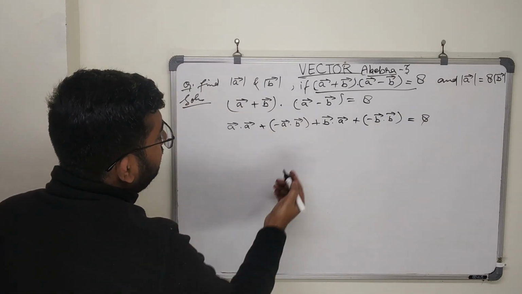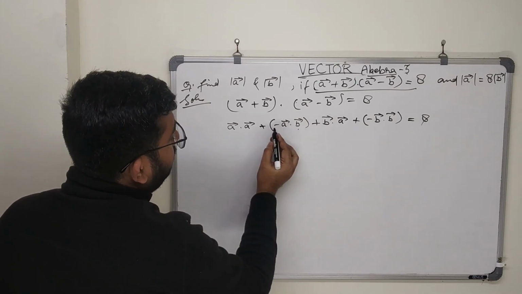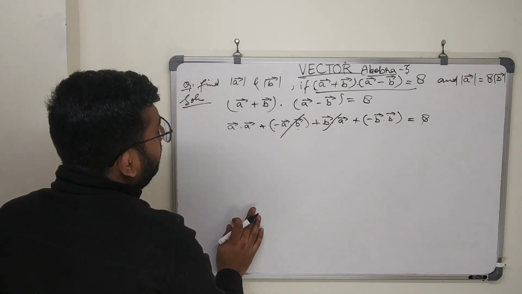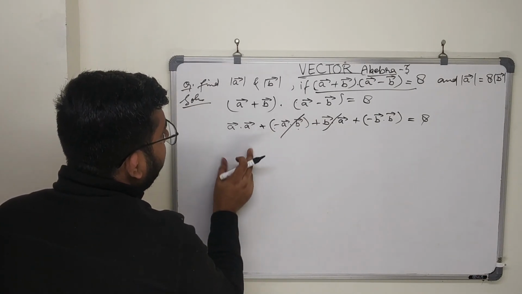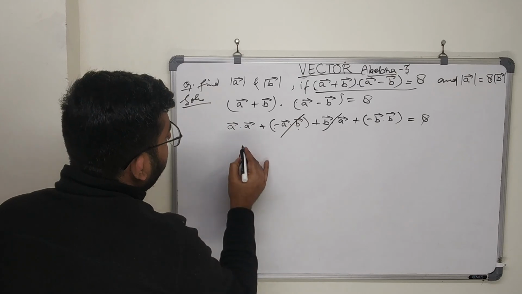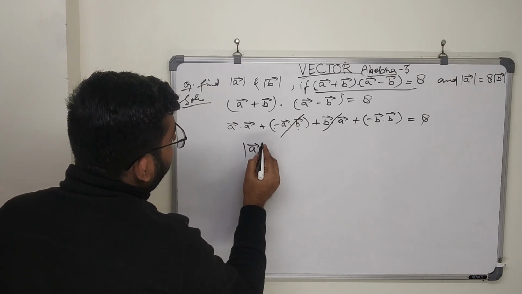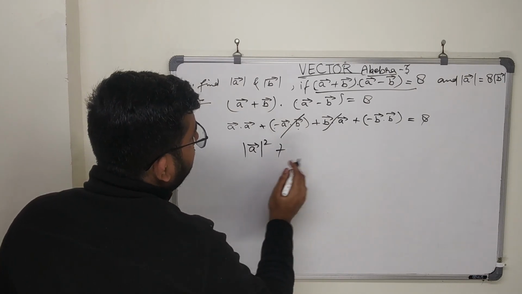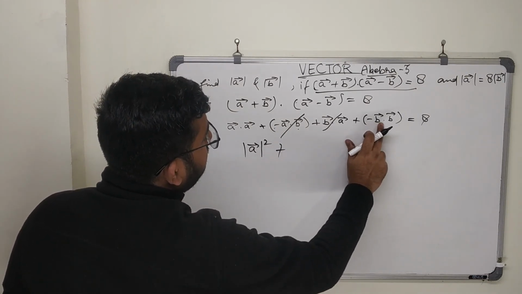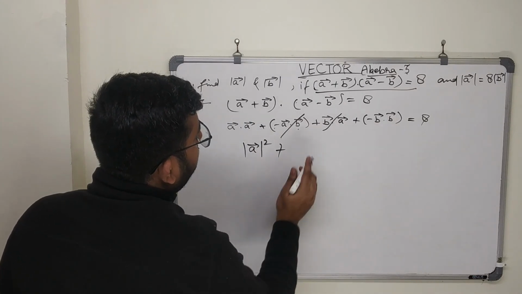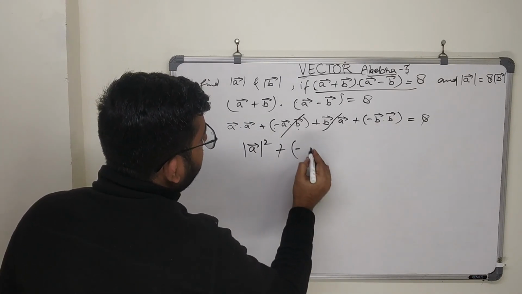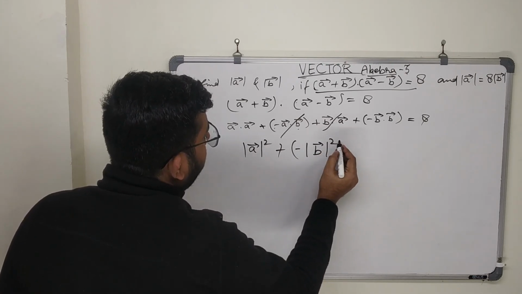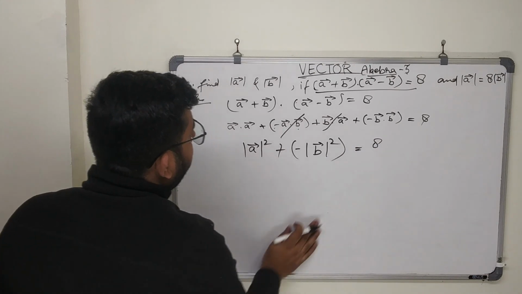So we can see that a vector dot b vector has a minus sign here and this one is positive, so this will be cancelled. Now simplifying this, a vector dot a vector will be equal to the square of the magnitude of a vector, plus this one, that is b vector dot b vector, will be equal to minus the square of the magnitude of b vector, that is equal to 8 again.